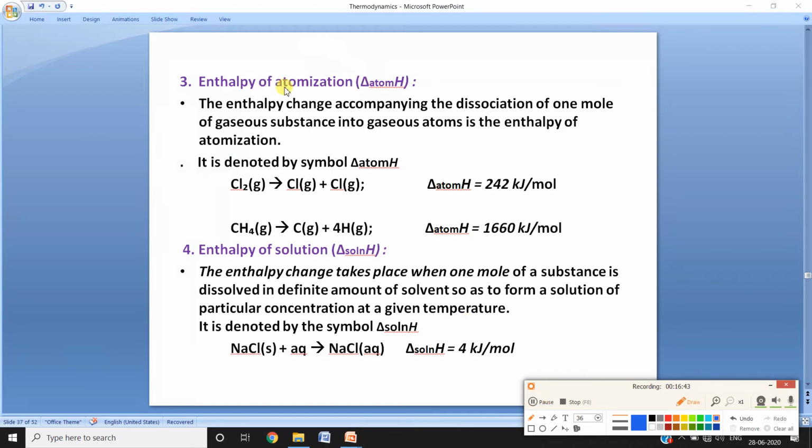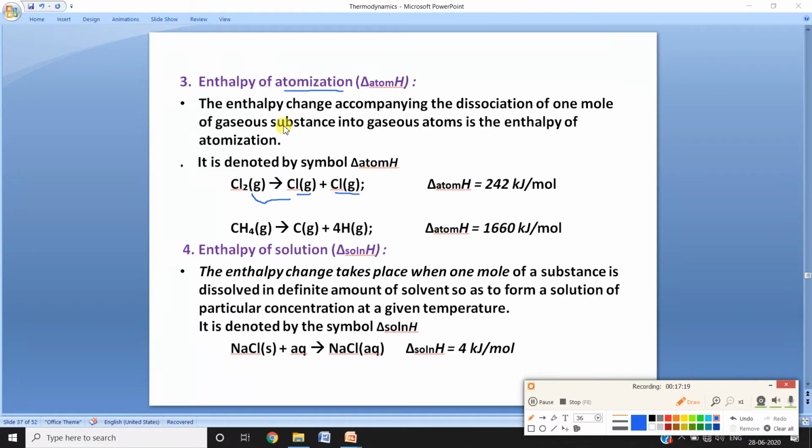Now, third point, enthalpy of atomization. Now we know this point: the suffix means process. The process in which atoms are formed is called enthalpy of atomization. When molecules break, the molecule will convert into atoms. See here, the Cl2 chlorine molecule, when it dissociates or breaks, converts into Cl atoms. So this is called atomization.